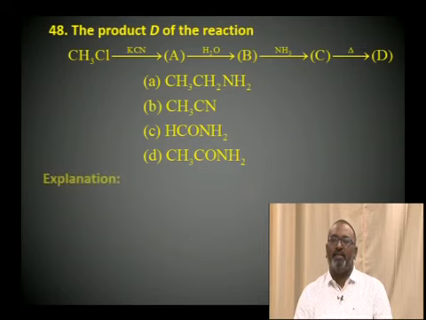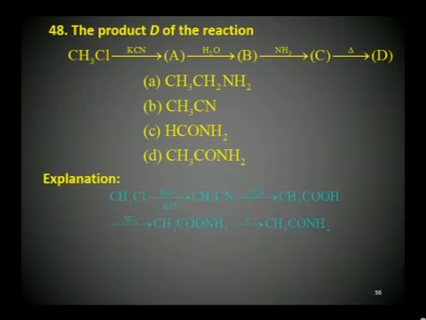So let us see the reaction here. When chloromethane reacts with potassium cyanide, it loses potassium chloride and produces methyl cyanide, which is also called ethane nitrile. Ethane nitrile on hydrolysis produces ethanoic acid. Ethanoic acid, which is nothing but acetic acid, reacts with ammonia to produce ammonium acetate.